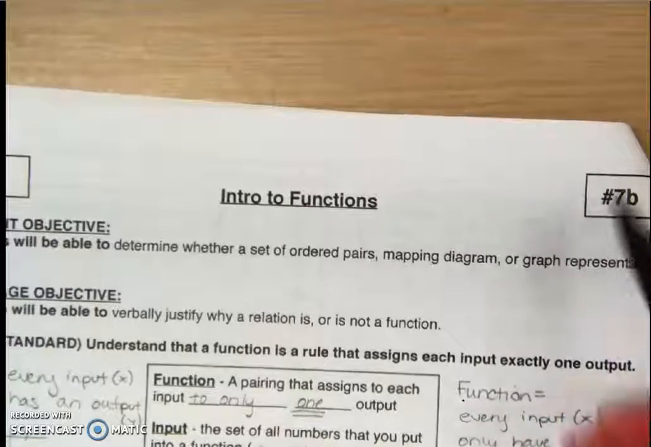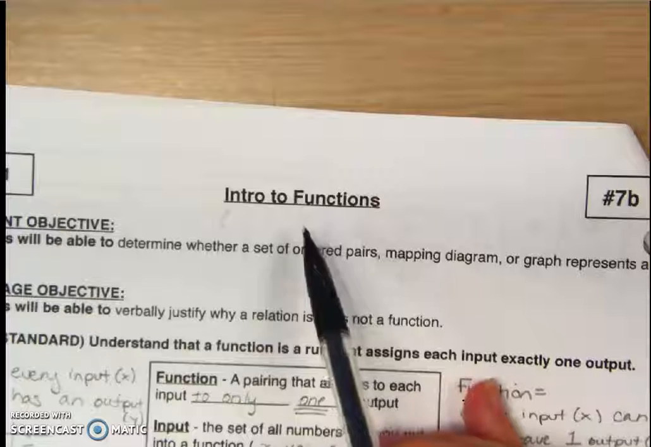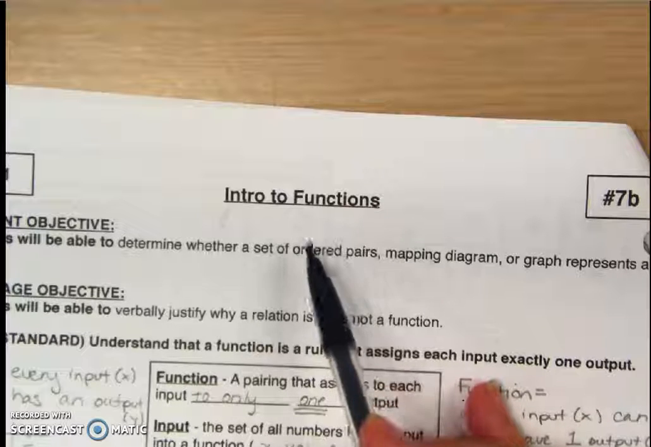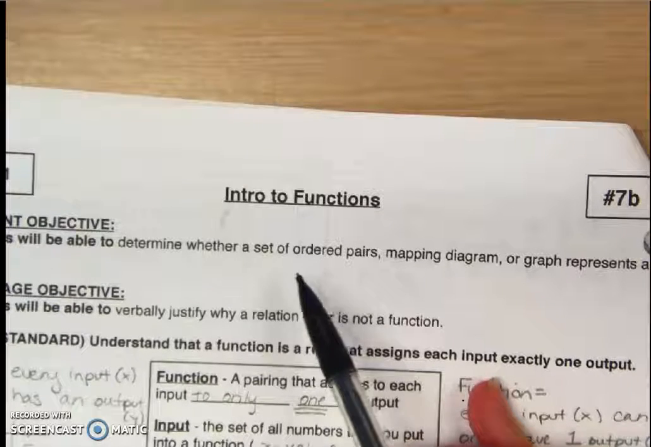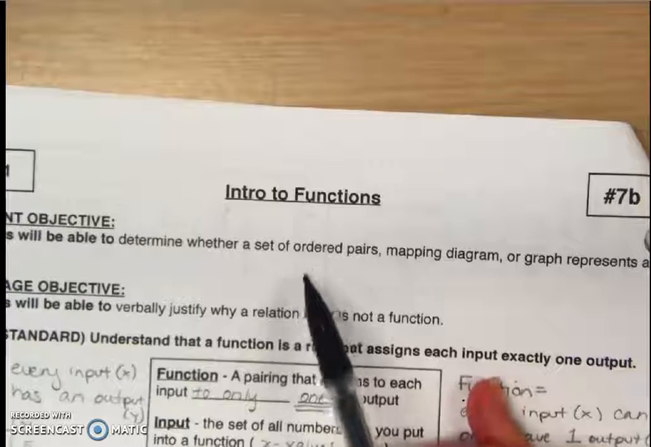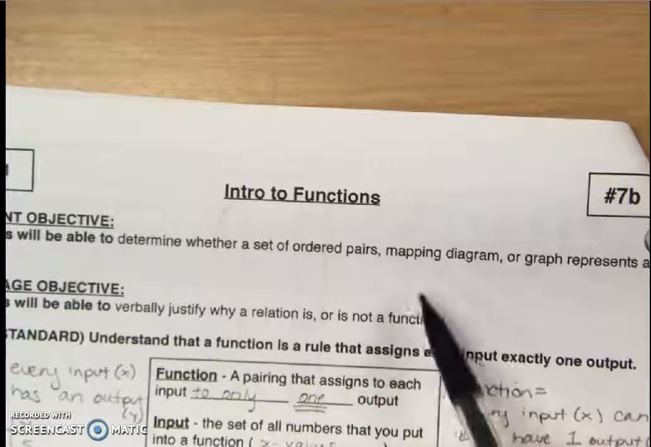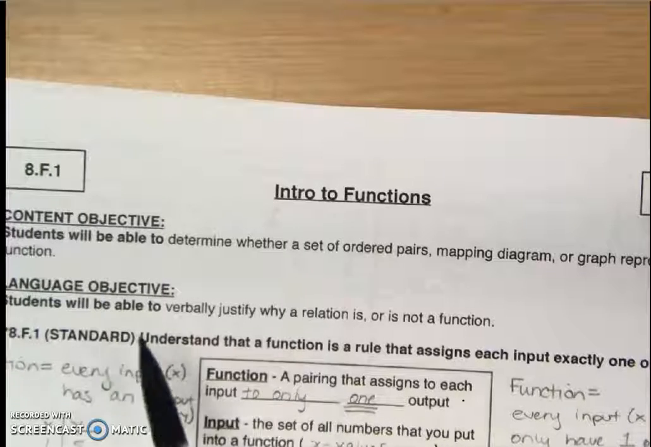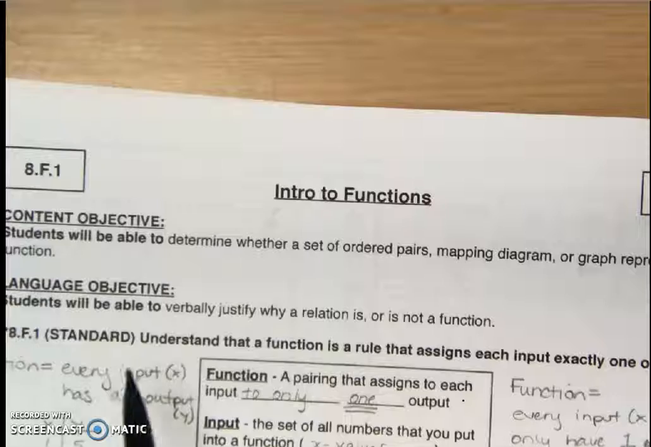Okay, so today we're finally going back to lesson 7B, Intro to Functions. You know how you've been seeing it say "right in the function rule," and they've been asking about functions a little bit here and there. Well, now let's put a rule to this. This is what functions are. Students will be able to determine whether a set of ordered pairs, mapping diagram, or a graph represents a function. Students will be able to verbally justify why a relation is or is not a function.